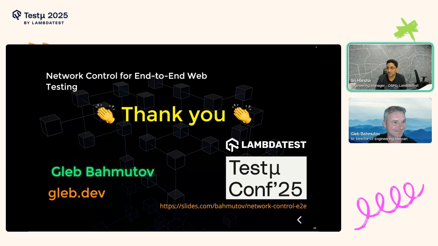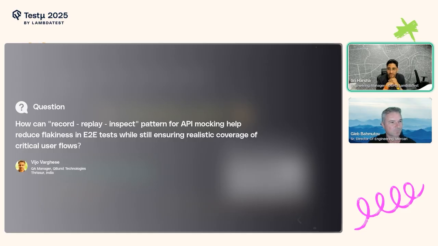So as we have got some time for the Q&A, I'll go ahead and pick the first one from the Q&A panel. First question is, how can the record, replay, inspect pattern for API mocking help reduce flakiness in E2E tests while still ensuring realistic coverage of critical user flows?